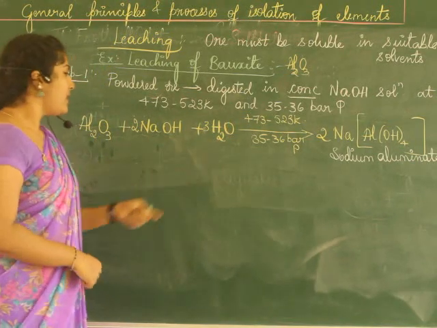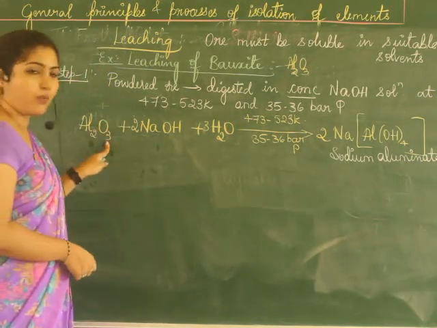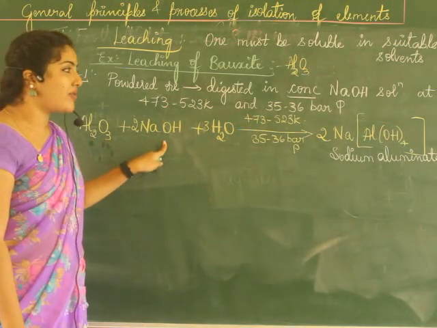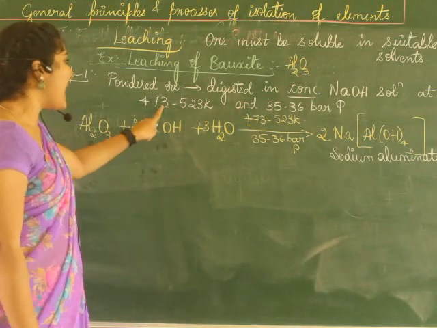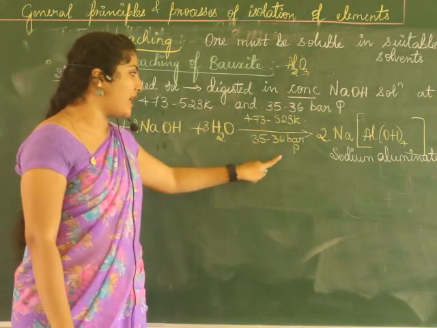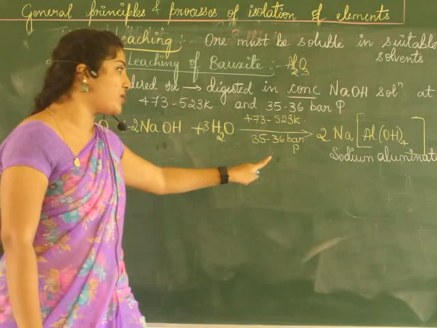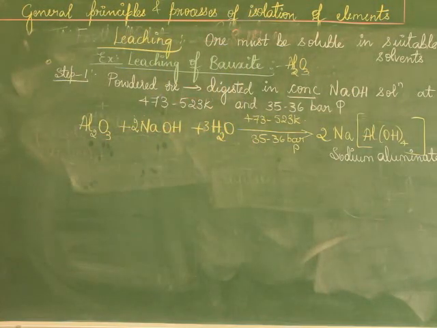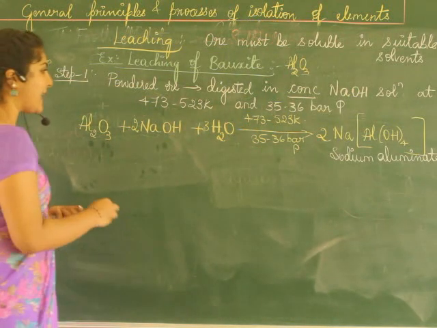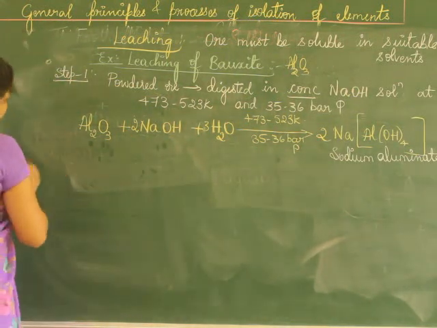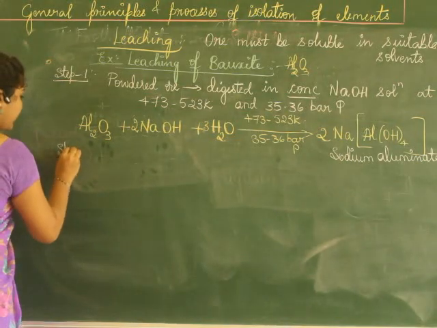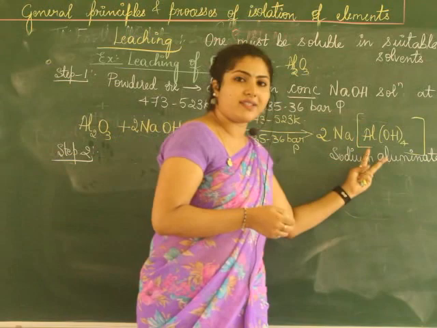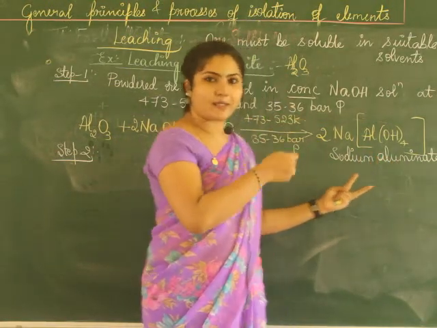Balances. So how do you explain? Powdered ore, that is powdered bauxite, is digested in concentrated sodium hydroxide solution at 473 to 523 Kelvin and 35 to 36 bar pressure. Sodium aluminate is formed. This is the first step. Alright, we'll move on to the second step. It's very easy. Step 2 is, now you have got sodium aluminate, no? Through this sodium aluminate, carbon dioxide gas is passed.